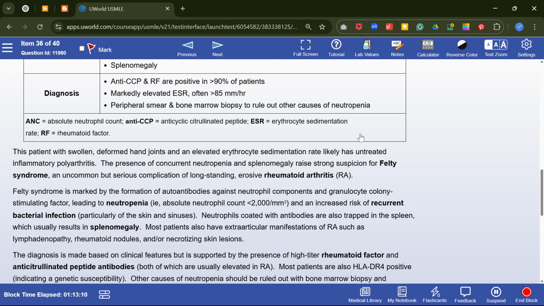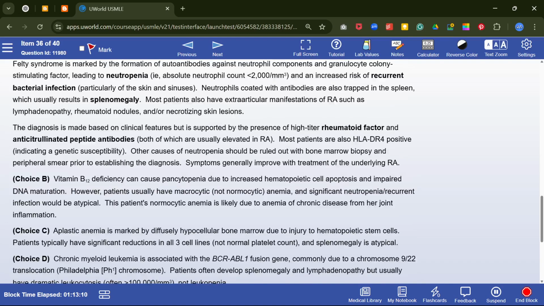The diagnosis is based on clinical features and is supported by the presence of high titer rheumatoid factor and anti-citrullinated peptide antibodies. Most patients are also HLA-DR positive. Other causes of neutropenia should be ruled out with bone marrow biopsy and peripheral smear prior to establishing the diagnosis. Symptoms generally improve with treatment of the underlying RA.